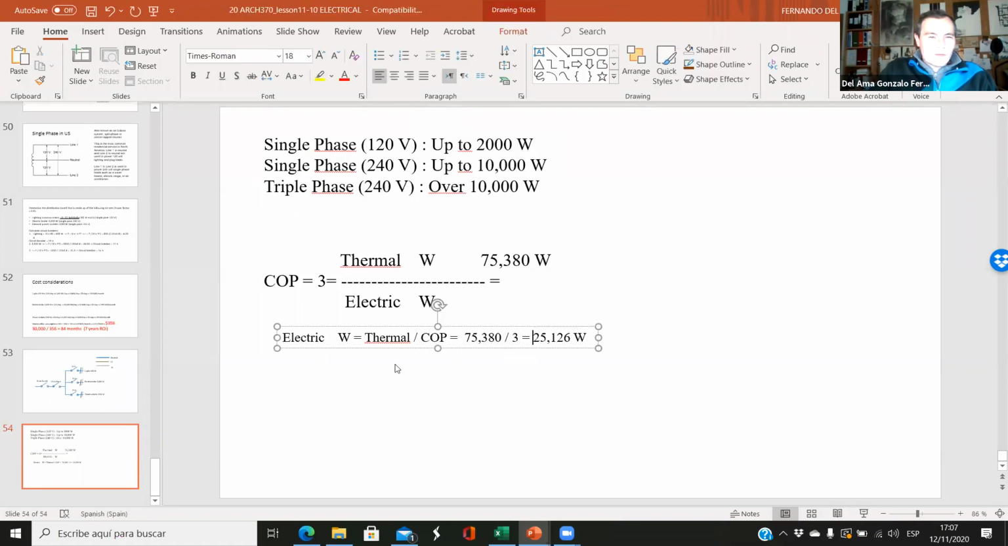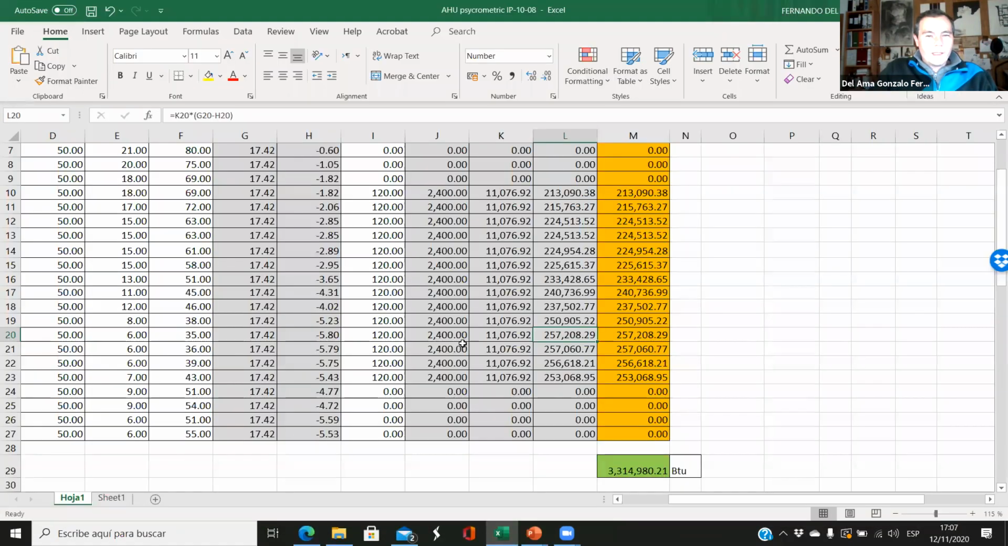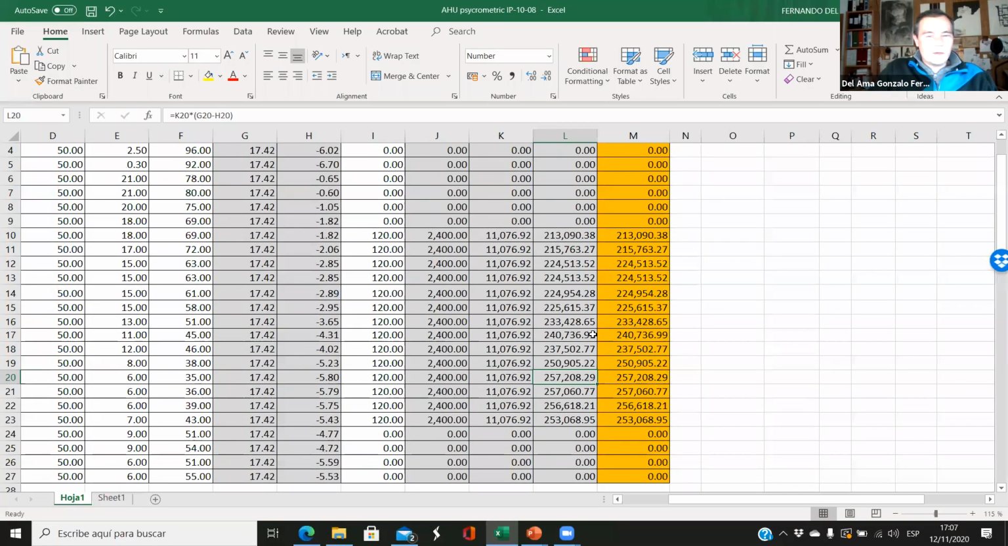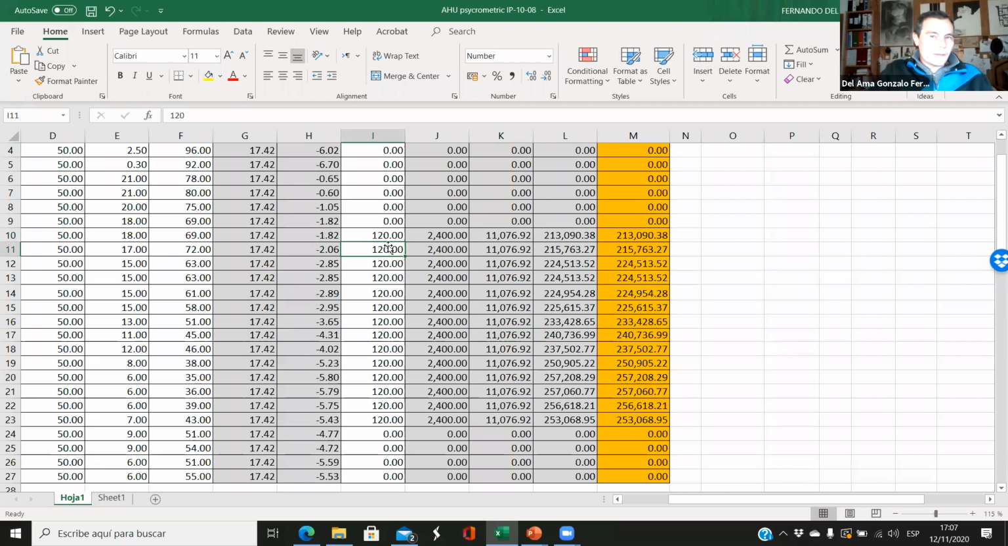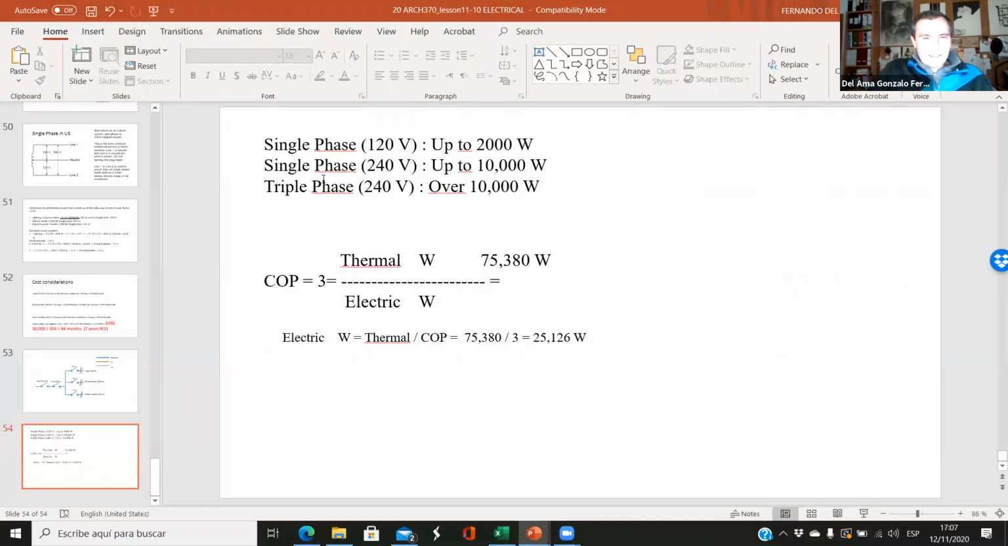It makes sense because we were calculating a public building. We were not calculating a single family house. We were calculating a building with an occupancy of 120 people. We don't have 120 people in single family houses, at least not in my house. So that makes sense. This is not a power for a single phase system. It's a triple phase system. And this is only the heating.